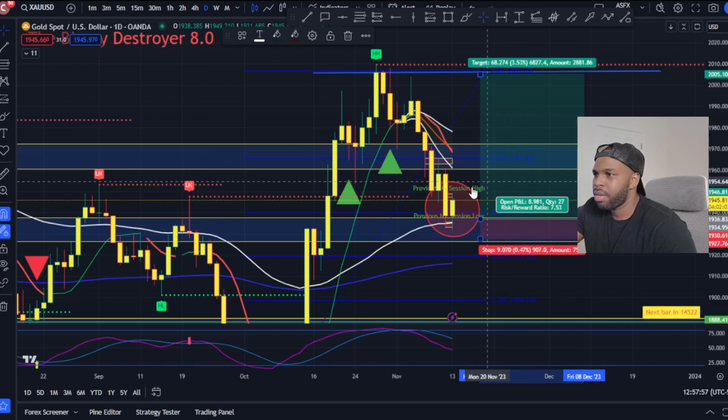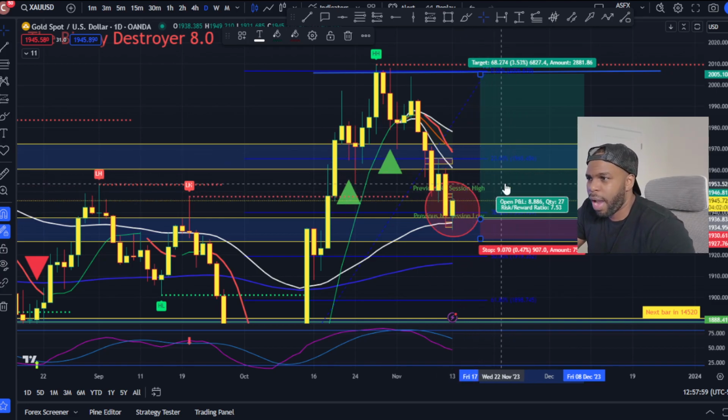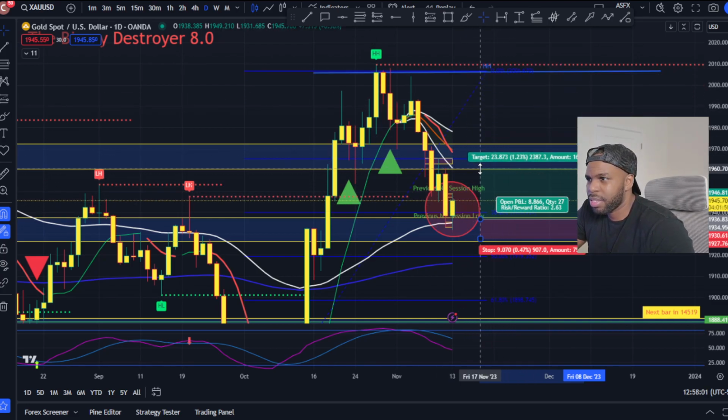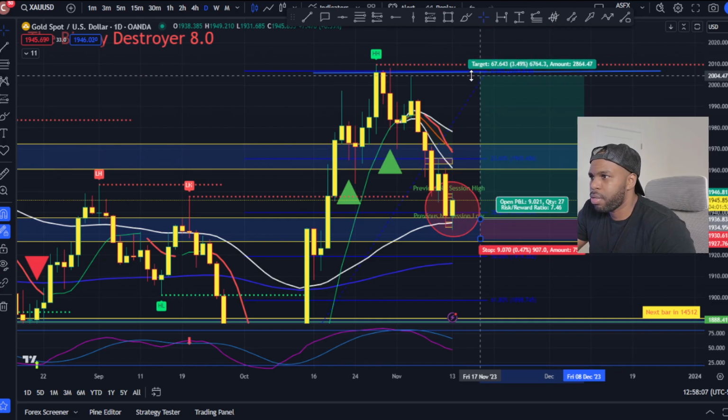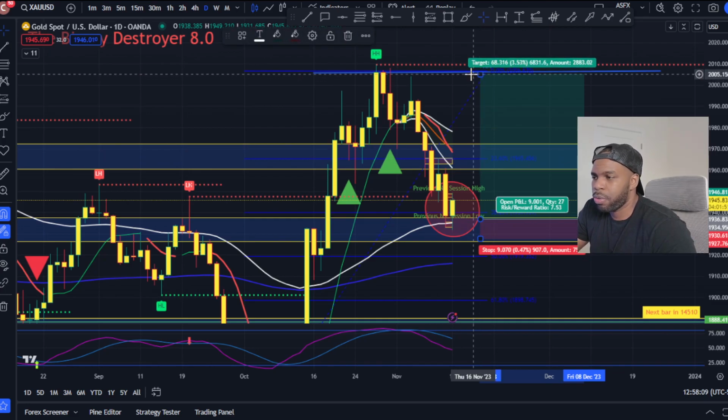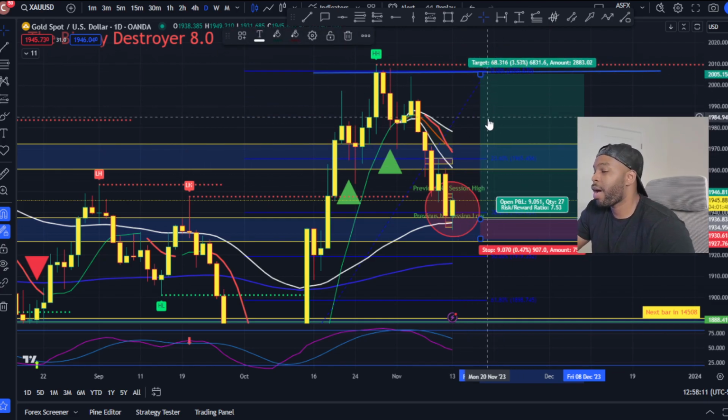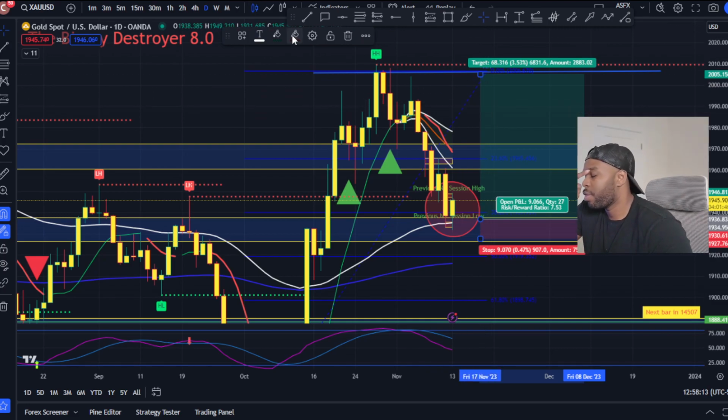Now if you just ride it up to this zone right here, this is a lot of pips in itself. This is a lot of pips right here, right? But if you're looking at the daily chart or the weekly chart and you want to go for that next higher high, then this is what's possible. Not saying that it's going to happen, but just pay attention to it.